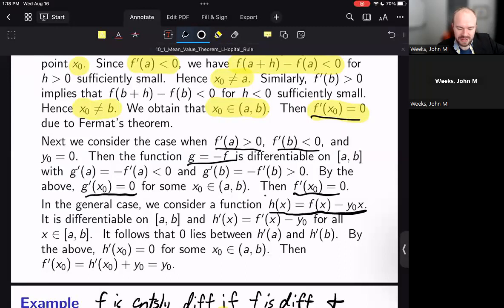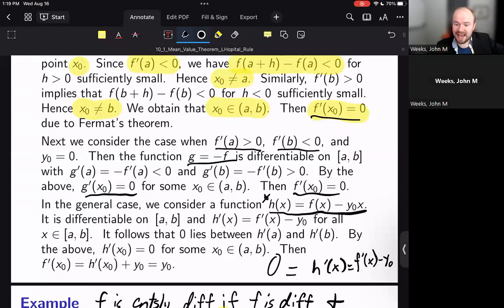So in the general case, we'll consider the function h of x, which is f of x minus y naught times x. Y naught here again is the value that we are saying we want the derivative to equal. When I subtract this through, what is the derivative h prime of x going to be? That derivative is going to be f prime of x minus y naught. Well, if I find a place where h prime is 0, then indeed I'm going to have that f prime is equal to y naught at that point, because I can just move over the y naught from the right-hand side.